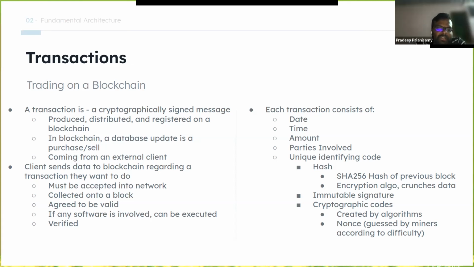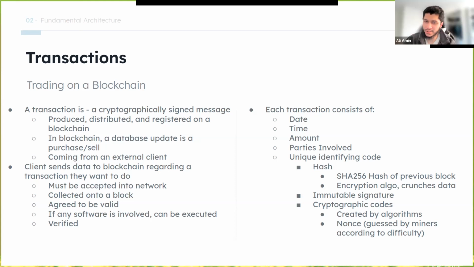Yeah. So for example, if more than one person is requesting to buy something, that request has to be accepted first and then put on the block. Validated. And then where is this agreed? The agreement is between the seller and the buyer, whoever sells the thing.